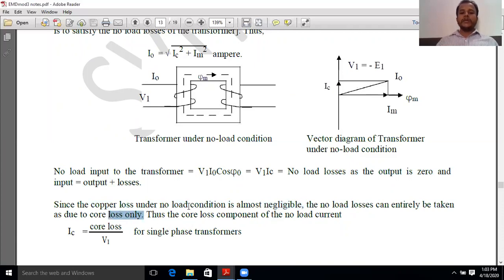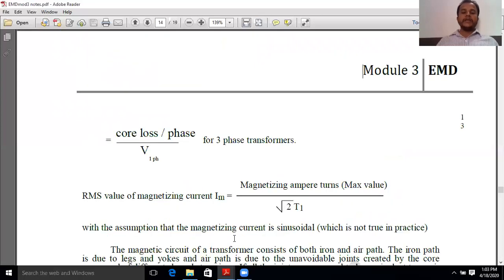So thus the core loss component of the no load current Ic will be the core loss divided by V1 for the single phase, and for the three phase it is core loss per phase divided by V1 per phase. Now the RMS value of the magnetizing component of the current Im is the magnetizing ampere turns, that is the maximum value, divided by root 2 into T1. So this is the RMS value of the magnetizing current Im.